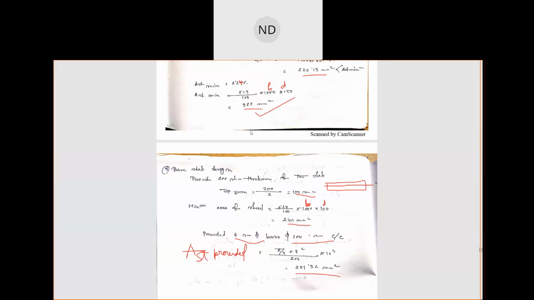Is my screen visible to you all? So in this way, whatever you have calculated for the area of steel, you can plot it there on the plan and your section.